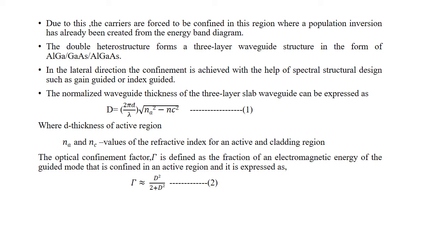Here d is the thickness of the active region, and Na and Nc are the values of the refractive index for the active and cladding regions. The optical confinement factor is defined as the fraction of electromagnetic energy of the guided mode that is confined in the active region, and it is expressed as confinement factor equal to D squared by 2 plus D squared.